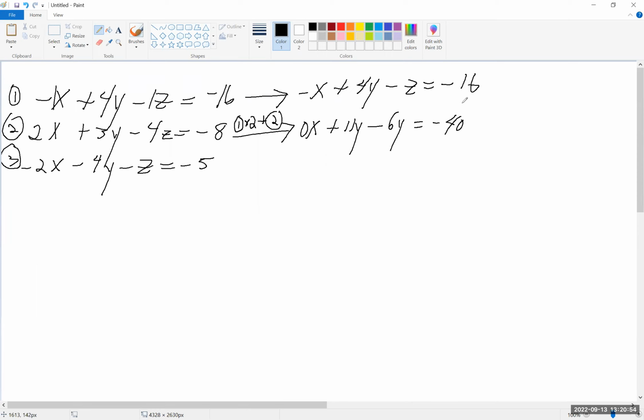So just a quick double check is worth doing. 8 and 3 is 11. Negative 2 minus 4 is negative 6. Negative 32 and negative 8 is negative 40. All right. So, this is 0, so I really don't need it. That's what I'm trying to do.